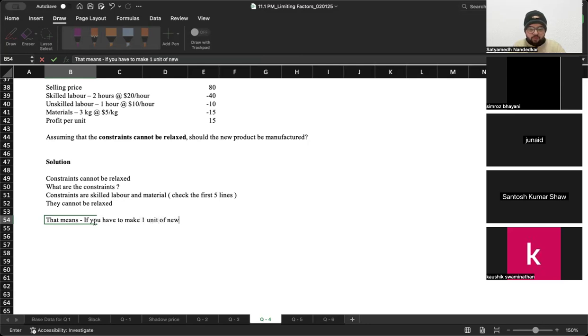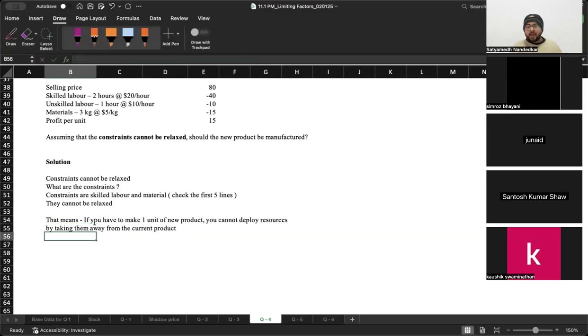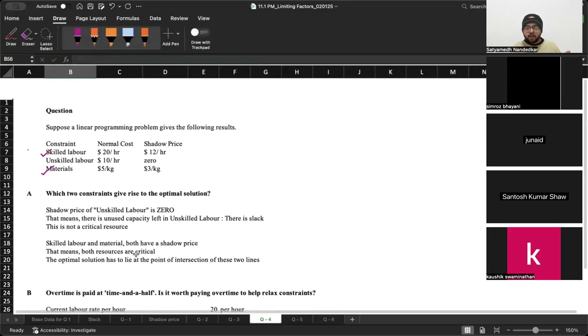1 unit of new product, you cannot deploy resources by taking them away from the current product. ठीक है. So जो यहाँ पे क्या what they are saying is constraints cannot be relaxed.